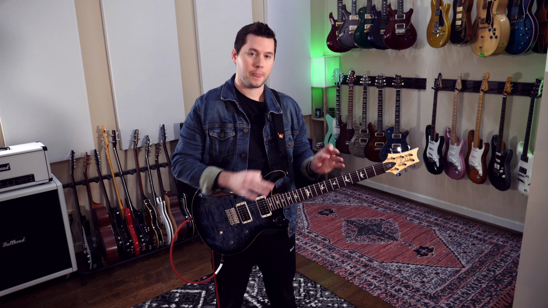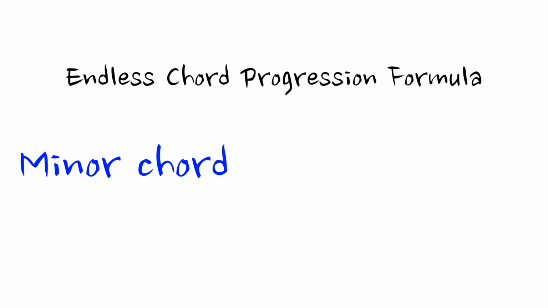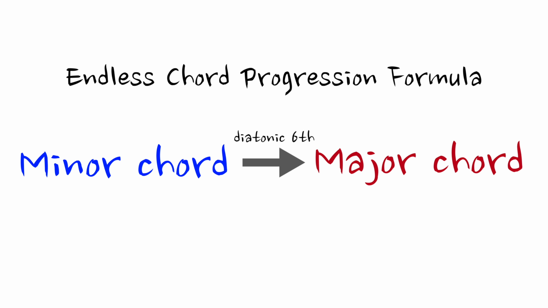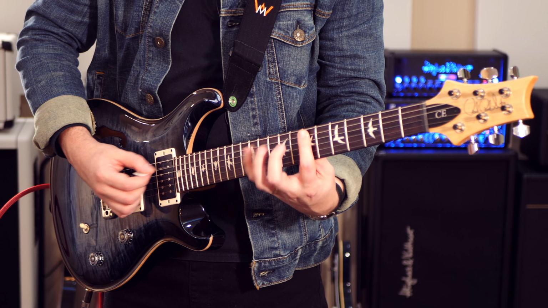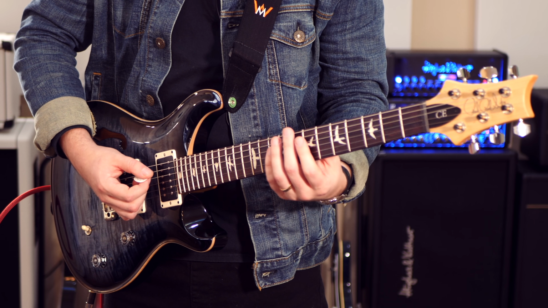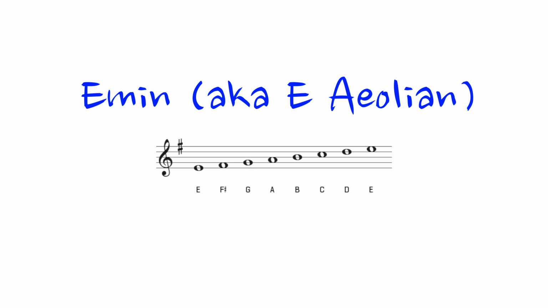We want to go from a minor chord to a major chord with an interval of a sixth in between. And it's important to note that the sixth interval is diatonic to that respective key. So E minor, E natural minor, we're not playing do, re, mi. Those are not the correct notes. E minor is derived from the Aeolian mode.